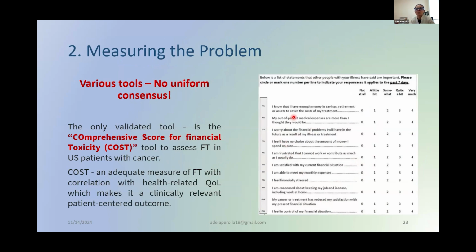For example, I know that I have enough money in savings, retirement, or assets to cover the cost of my treatment, and the patient must respond, for example, not at all, a little bit, somewhat, quite a bit, or very much. And after that, we accumulate the points and evaluate the financial toxicity with this COST, which is an adequate measure of financial toxicity with correlation with health-related quality of life.